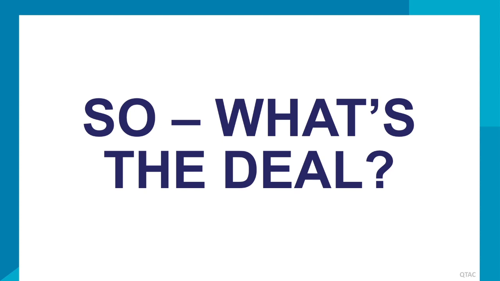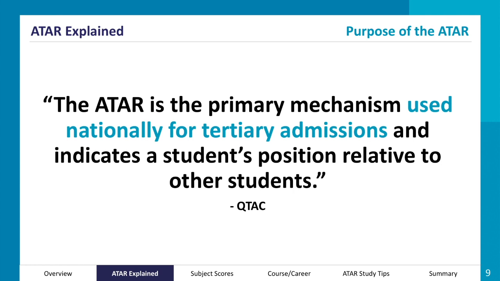So what is the ATAR? Essentially, the ATAR is a single number which gives some kind of indication of overall QCE performance. Now, the idea of the ATAR is to make it easier on universities and other tertiary institutions to basically rank students based on their high school performance.